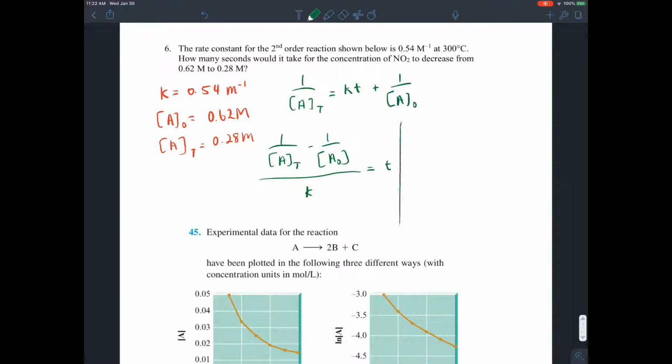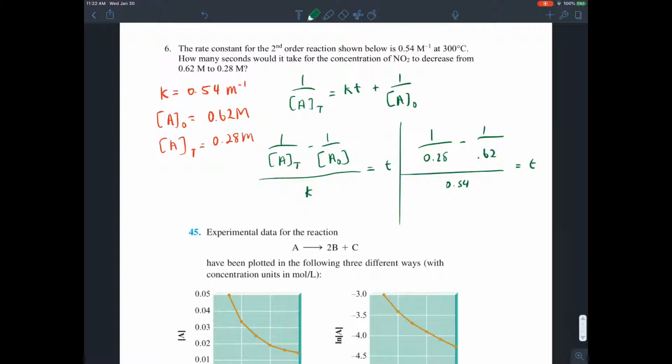Okay, so now we can plug in our values. We have our equation, and all we do is solve for t. So it's going to be 1 over my A at time t, which I said was 0.28, subtracting 1 over 0.62. And my k constant for this question was 0.54. I can now solve for my t, and it's a fairly simple equation to solve now. So let's do that really quick.